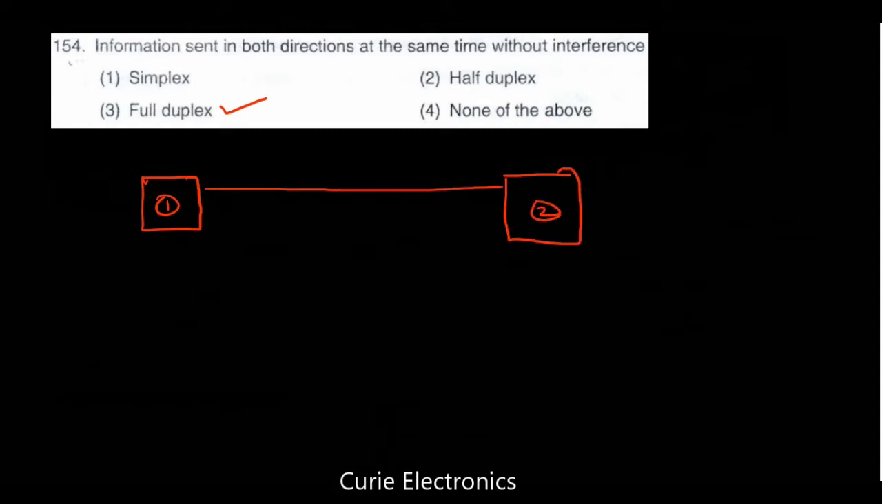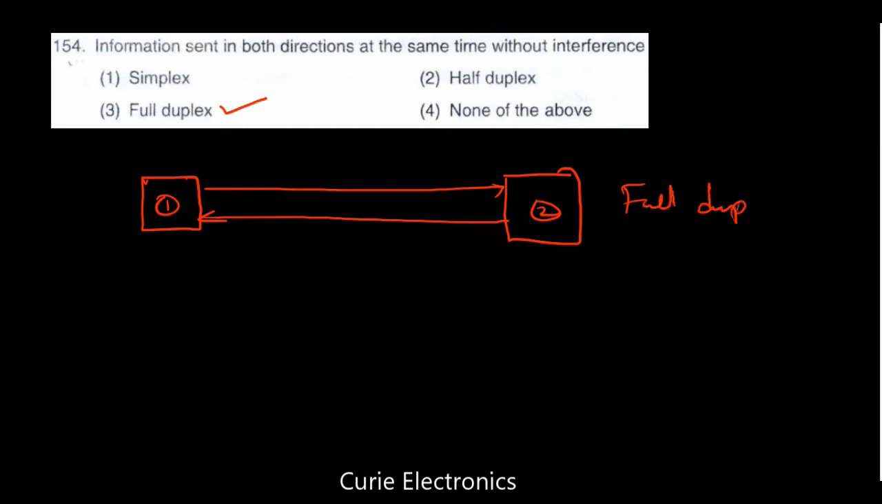Information sent in both directions at the same time without interference. That is full duplex communication. This is the first communicator. Let us assume that two members are there. They are simultaneously talking and listening. That is full duplex.